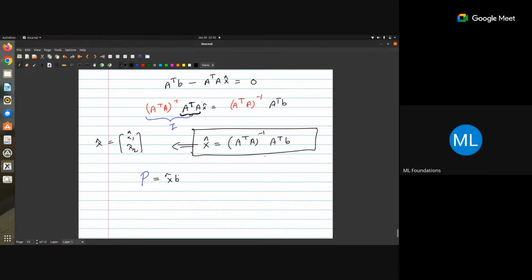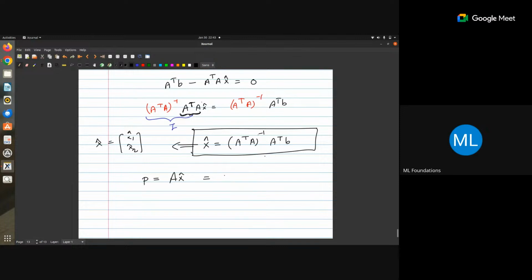I hope it's not going bad. Sorry, it should be equal to A X hat. A1 into X, because we need that combination, A1 X1 and A2 X2. I hope this is okay. So this is my vector then, right? This is a vector. It's not a projection matrix. This is a vector. Fine.